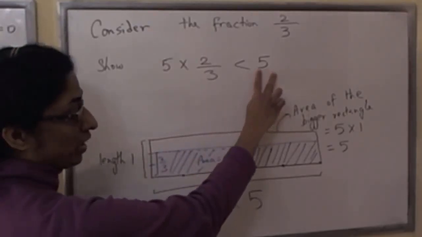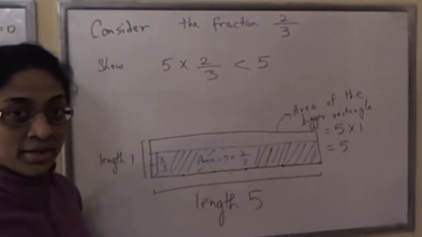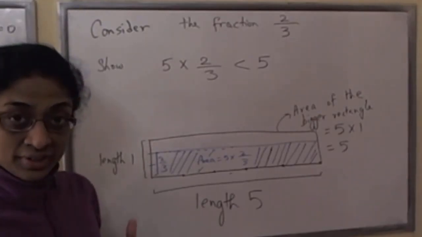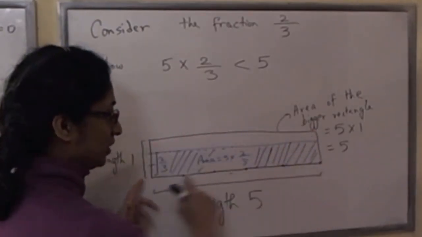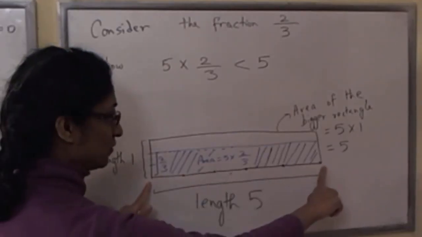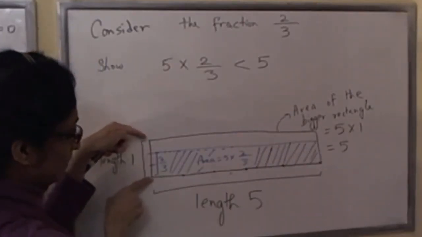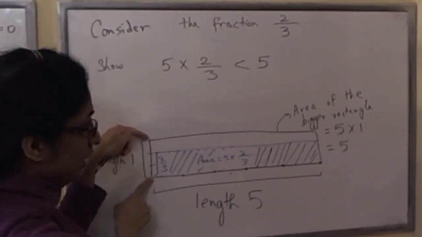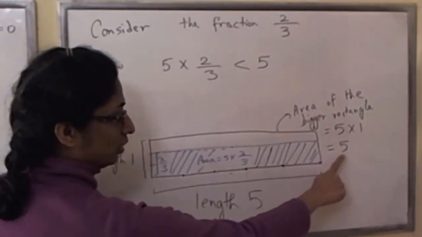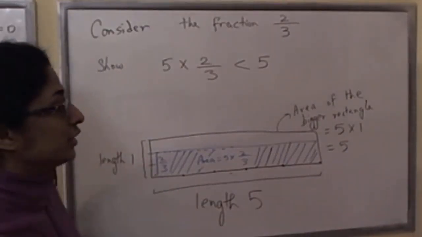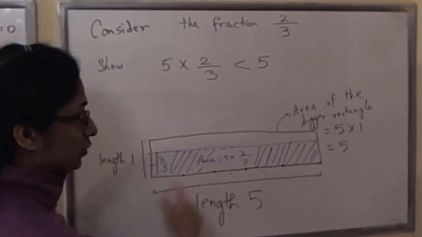I look at this 5 and I interpret 5 as the area of a certain rectangle. Which one is that? Look at the bigger rectangle here first. Its length is 5 and this is 1. So the area of the bigger rectangle is 5 times 1, which is 5. So that's the interpretation I've used for 5.